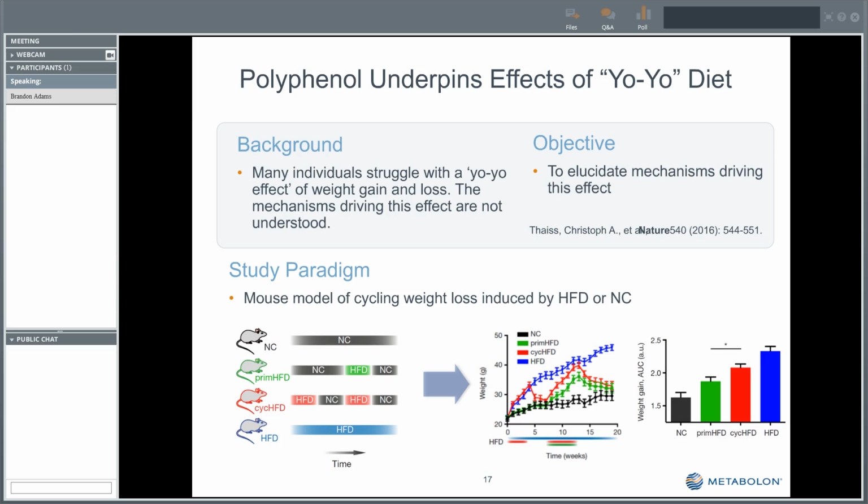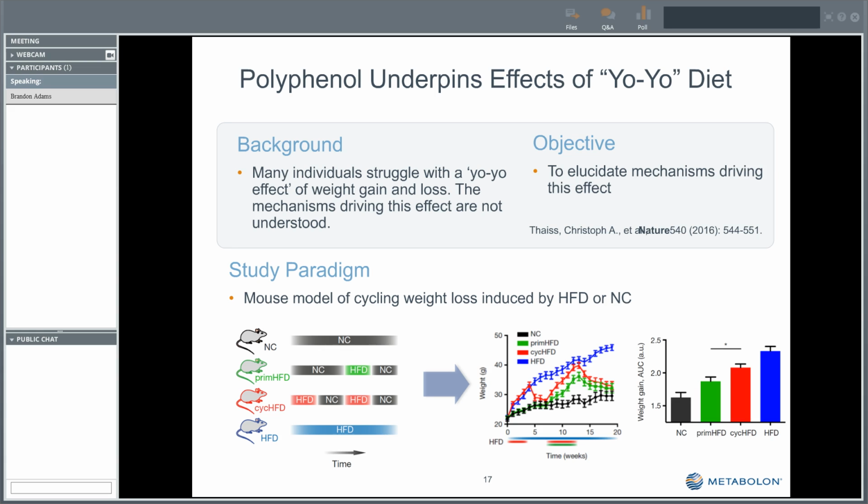And the first example I want to give you is related to this yo-yo effect. Many individuals fail to maintain weight loss. Instead, they enter this cycle of repeated weight gain and weight loss, known as the yo-yo effect.